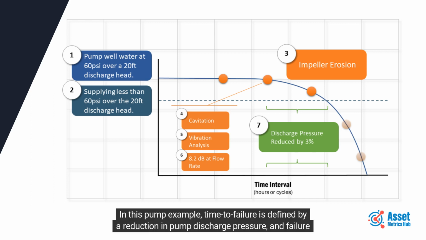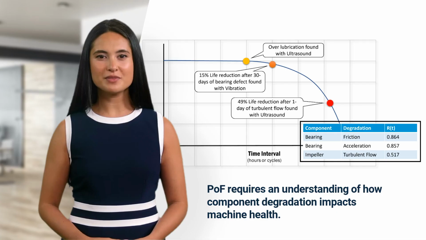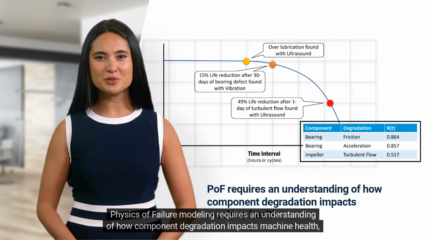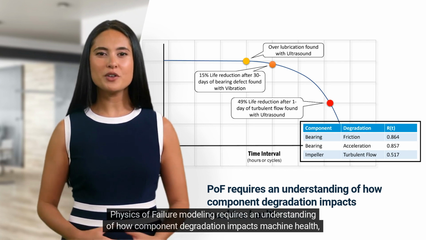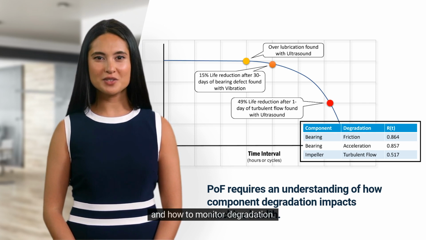In this pump example, time to failure is defined by a reduction in pump discharge pressure, and failure mode effects are modeled for impeller erosion using vibration and ultrasound sensor data. Physics of failure modeling requires an understanding of how component degradation impacts machine health and how to monitor degradation.